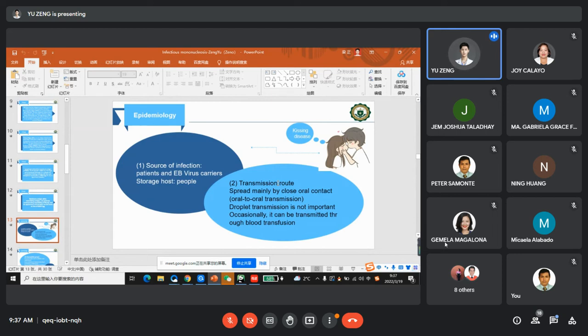The source of infection mainly originates from patients and EB virus carriers, and the storage host is normally people. As for its transmission route, it spreads mainly by close oral contact, namely oral-to-oral transmission. Droplet transmission is not important. Occasionally, it can be transmitted through blood transfusion.